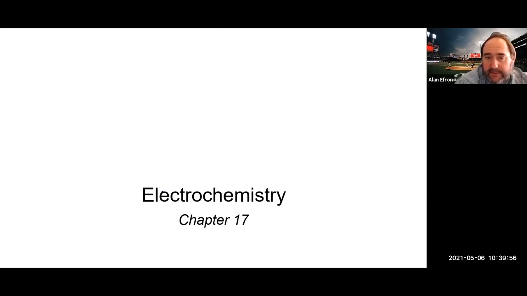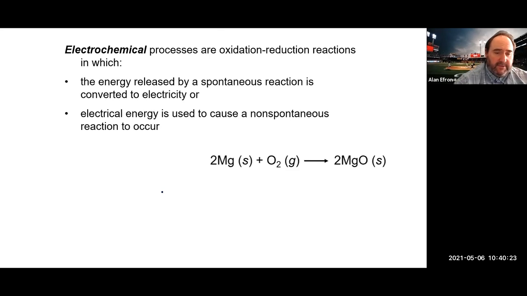Again, in my experience, depending on who you had for first semester, maybe you did a little bit of this, maybe you did a lot of this. So just to make sure everybody's on the same page in terms of redox reactions, we will go into the basics and then get into what the chapter is really about, which is galvanic cells and that type of electrochemistry. So let's start with electrochemistry.